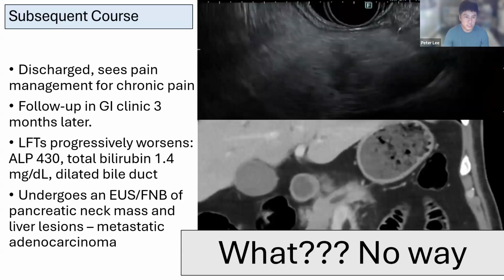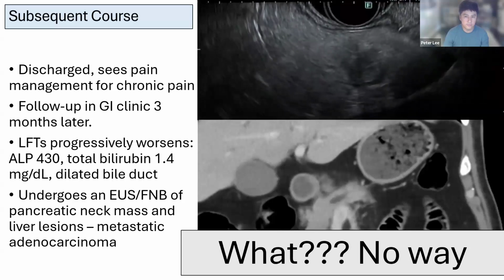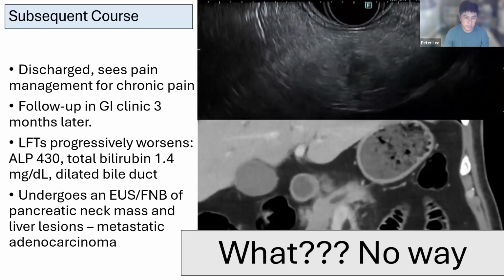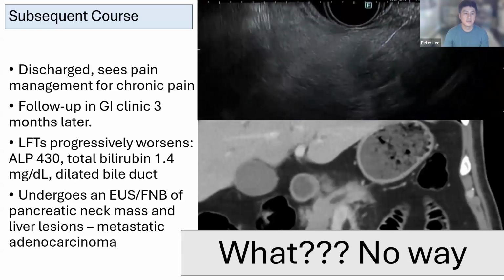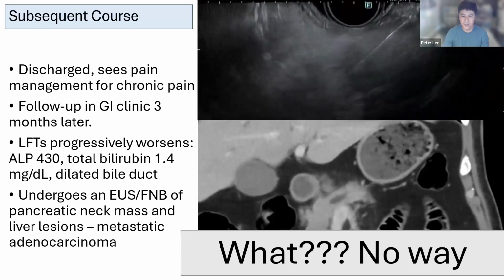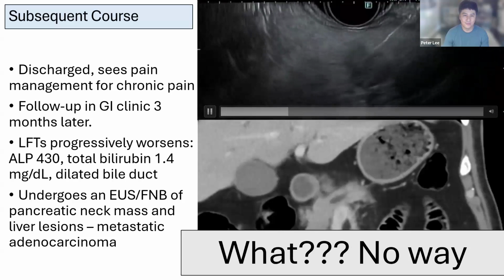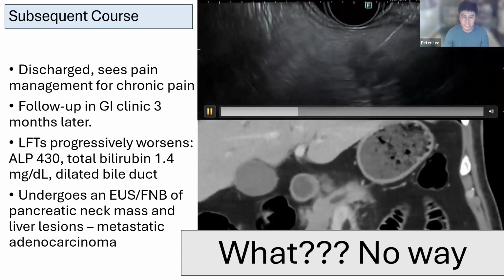She's discharged, sees pain management for chronic pain, follow-up in GI clinic 3 months later. Unfortunately, the LFTs progressively worsen, become cholestatic, and she undergoes an EUS-FNA, which is shown here in the video. Unfortunately, the EUS finds a neck mass and liver lesions, and she was diagnosed with metastatic adenocarcinoma. So you might be wondering, well, what? This never happens. How is this possible? 3 CT scans and they didn't find this mass.